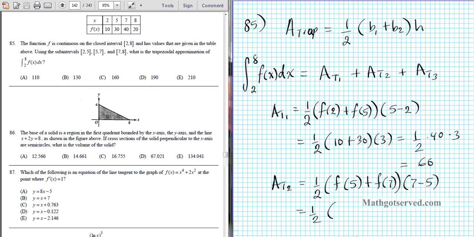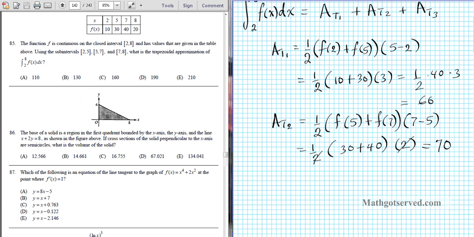Let's work this out. It's going to be 1/2 times f of 5, which is 30, plus f of 7, which is 40. 7 minus 5 is 2. These two 2's cancel out conveniently. So the area of trapezoid 2 is 70. Then we need the area of trapezoid 3.